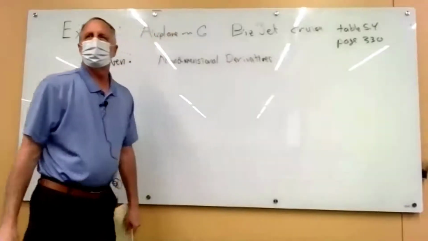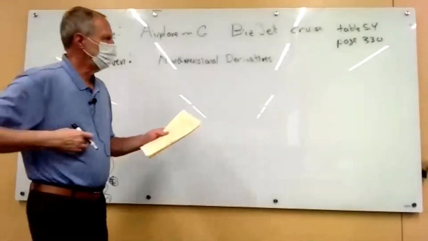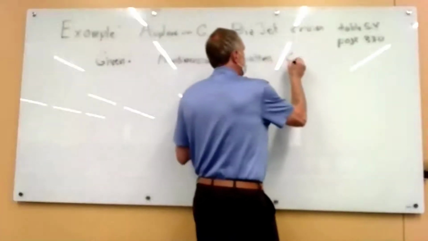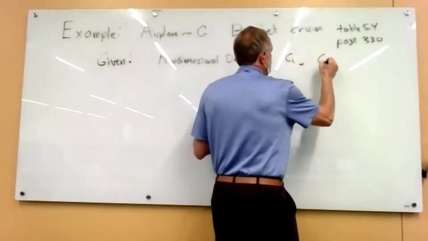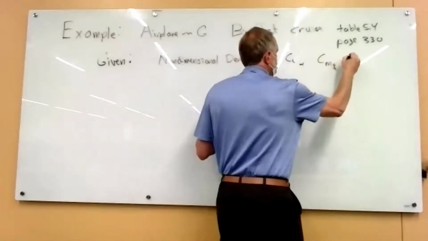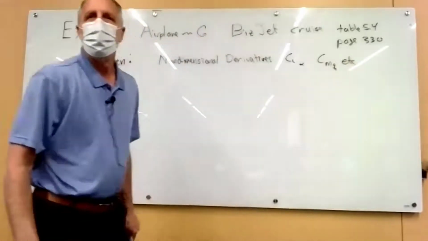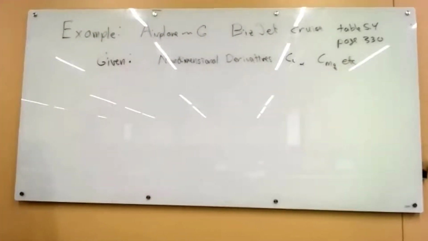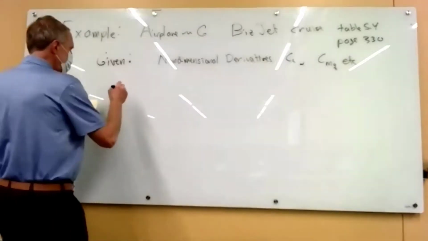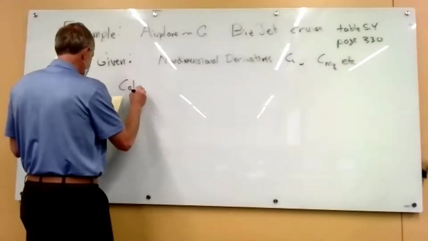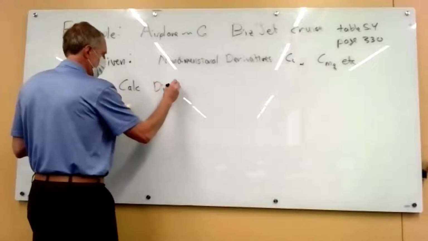And these are the same as what you see in the back of the book in the appendix. You're going to get stuff like CL alpha, CMQ, etc. Because that's what you estimate when you're doing a preliminary design for an aircraft. So we need to calculate the dimensional derivatives.